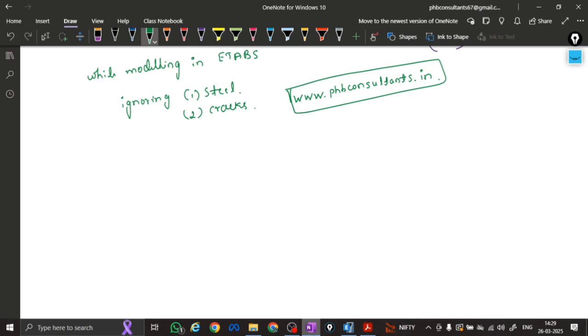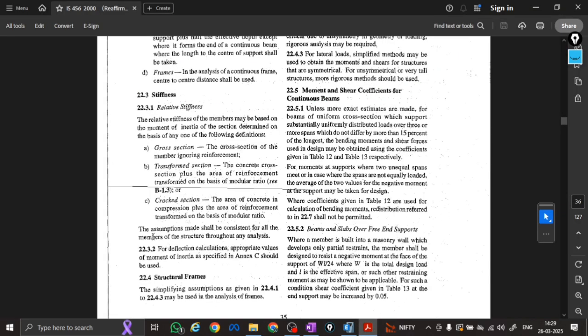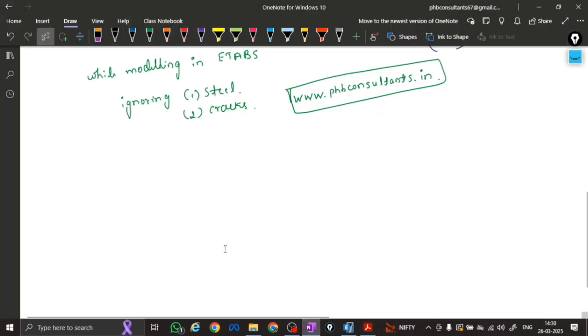Okay, now let's go to clause 22.3.2: for deflection calculations, appropriate values of moment of inertia as specified in Annex C should be used. So it is telling us Annex C should be used for these calculations. Appropriate calculation will give appropriate values. Next, we will see why cracked section is important.